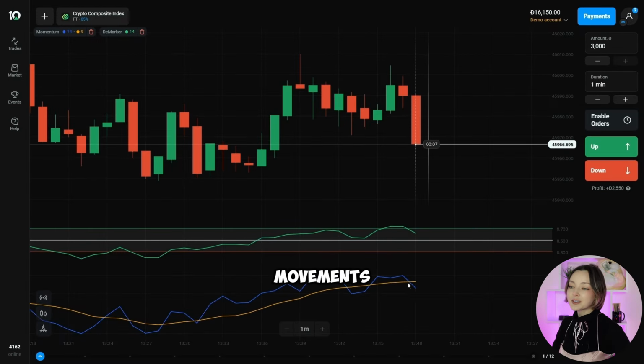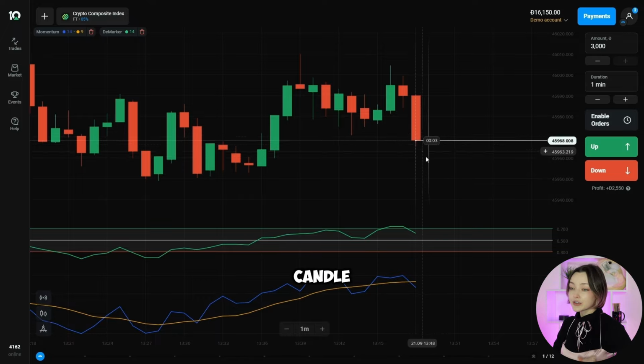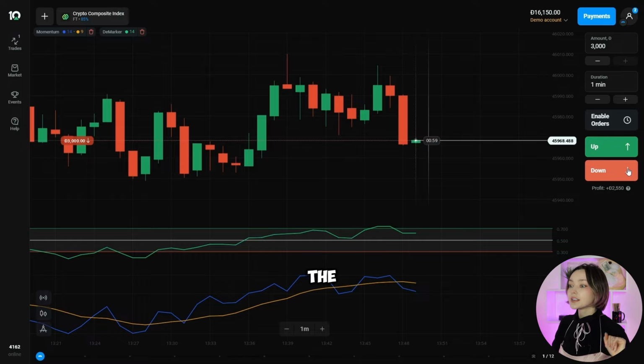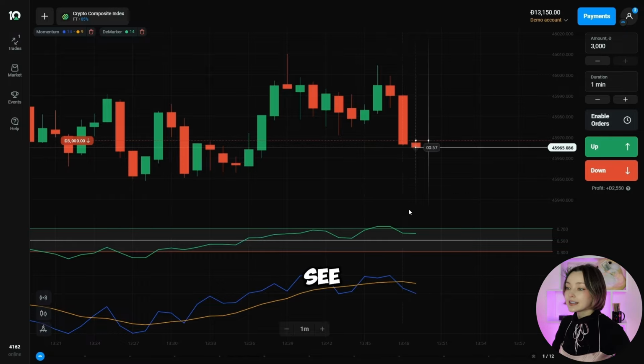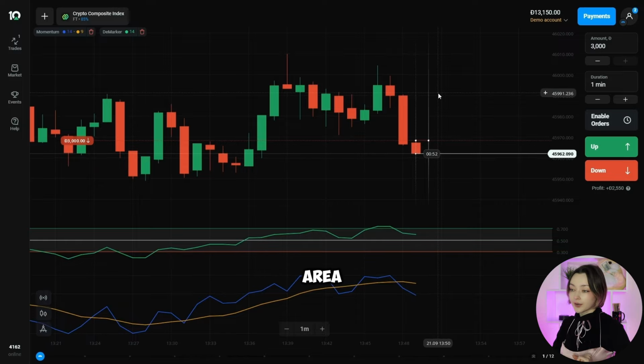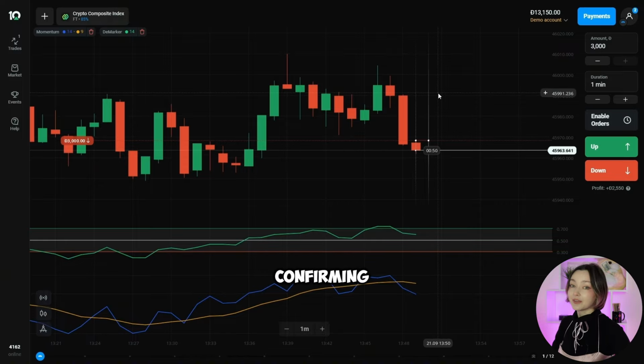So on the momentum indicator, I'm seeing an intersection. I'm going to wait for this candle to settle and only then will I open a trade. As for the DeMarker indicator, I see that this intersection took place when the price left the overbought area. Now let's look for confirming factors.